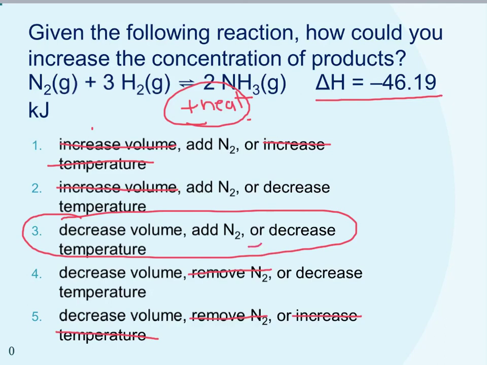Now notice that we have the word or in here, and that's because we're looking at these independently. If we start to look at combinations of changes, it's much harder to predict, because if one says we're going to shift to the right and the other says we're going to shift to the left, it's not easy to predict which one's going to have the bigger effect without looking at actual quantitative values. So here we're saying yes, decreasing volume would favor products, adding in N2 would favor products, and decreasing temperature would favor products. And we're assuming that each of those changes is done independently.